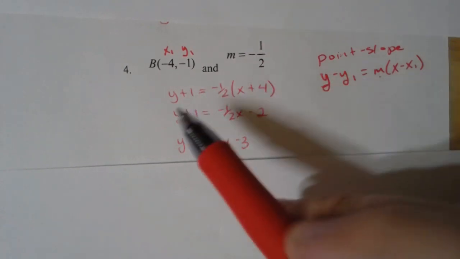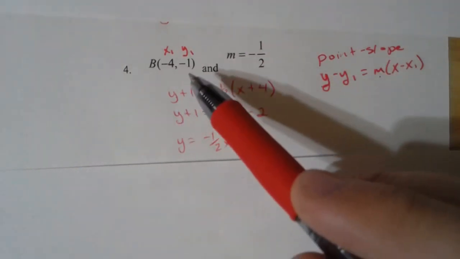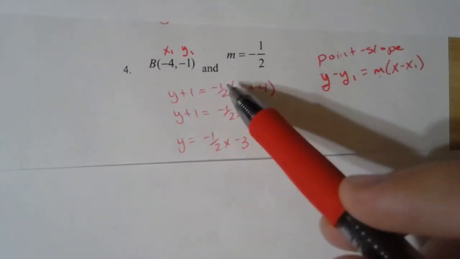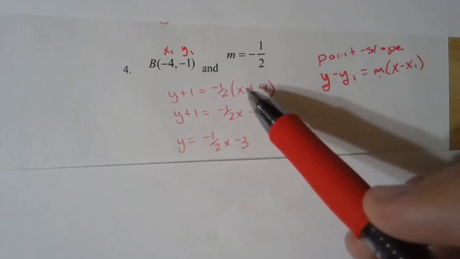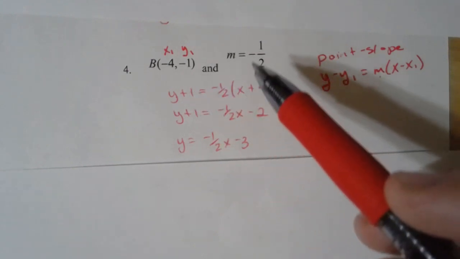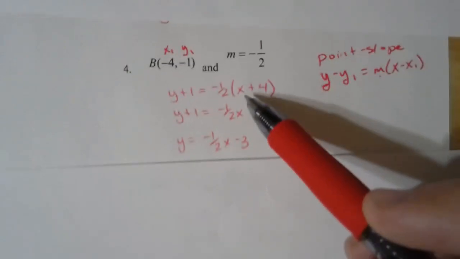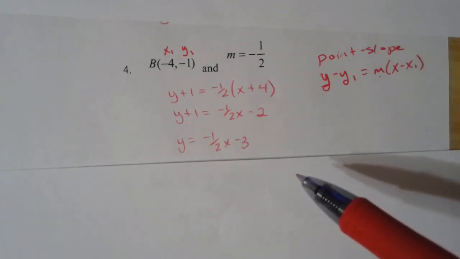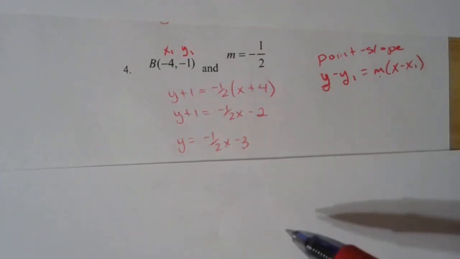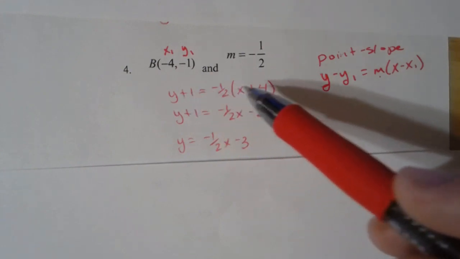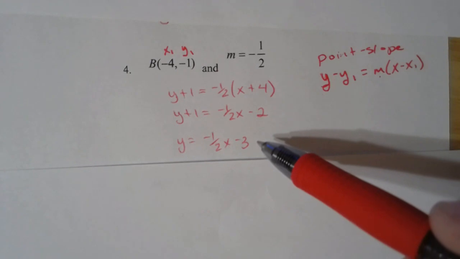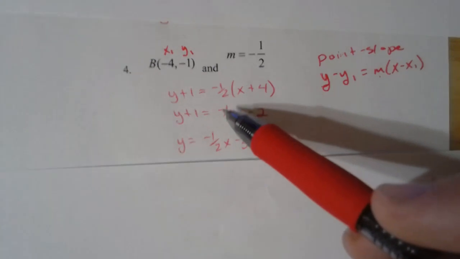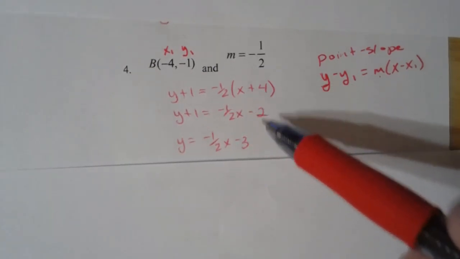So y minus -1. So y minus -1 will become y plus 1 is equal to m, which would be -1/2, times x minus x1, which will be x minus -4, which will become x plus 4. So it's always going to be minus, but if your numbers are negative, then that's the only time it'll change to plus. So we have y plus 1 is equal to -1/2 times (x plus 4). So we want to take that -1/2 and distribute it. So we wind up with y plus 1 is equal to -1/2 x minus 2.